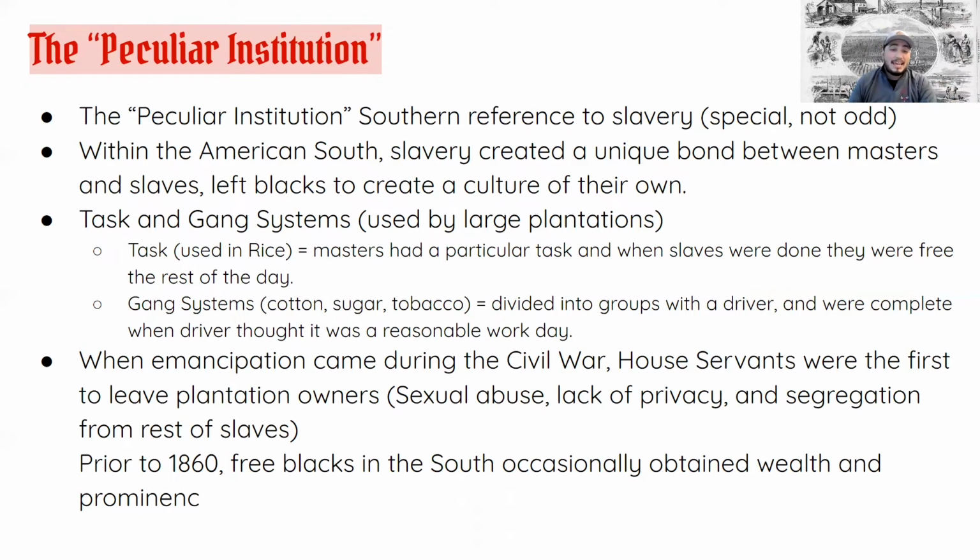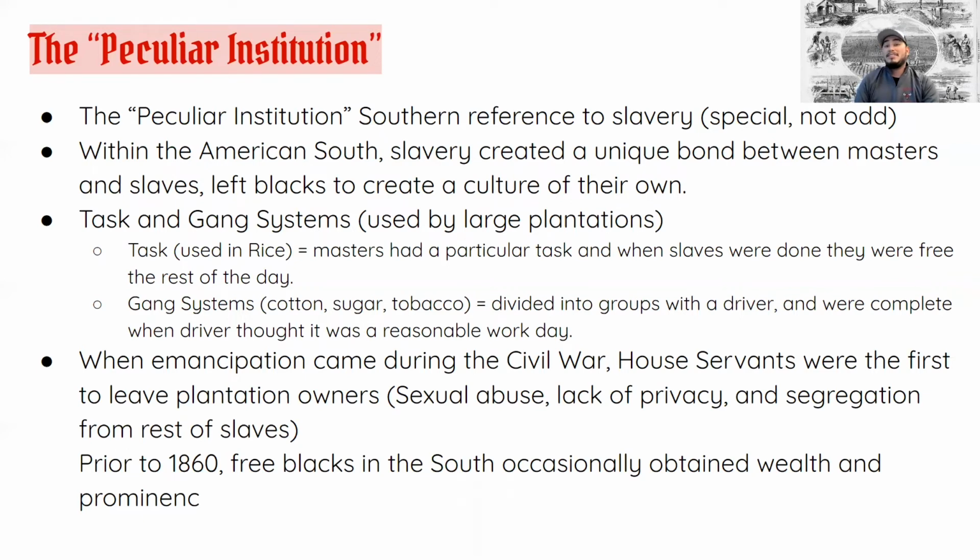The other system is the gang system, which is used a lot for cotton, sugar, and tobacco fields. This is where the African-American slaves are divided into groups with one driver or overseer, one person who's in charge. Particularly, it would be those plain folks that we mentioned in the past, where they were expected to finish that job until the overseer deemed that it was done correctly. And this is a dynamic that we see a lot within popular movie culture, which shows a lot of plantation work.